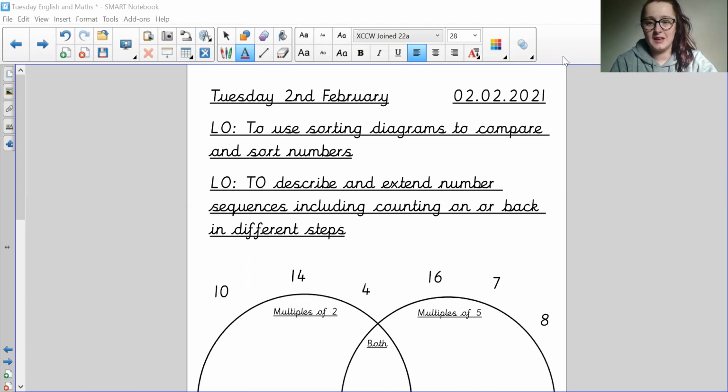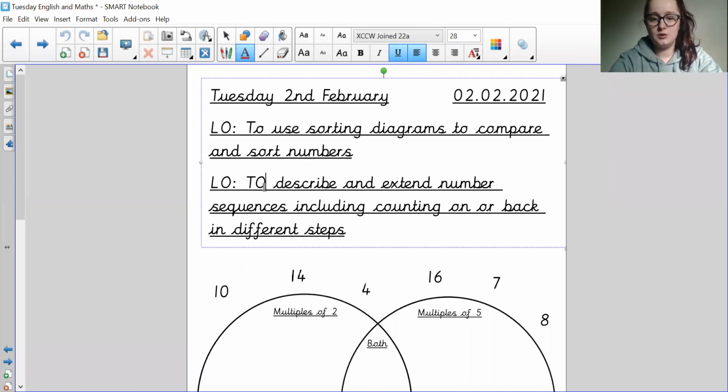Now it is Tuesday the 2nd of February and we write the short date as 02.02.2021. And we've got two learning objectives for today that we are going to be meeting. We are going to be looking at using sorting diagrams to compare and sort numbers, and to describe and extend number sequences, including counting on or back in different steps.